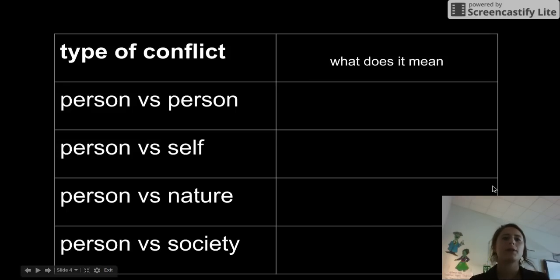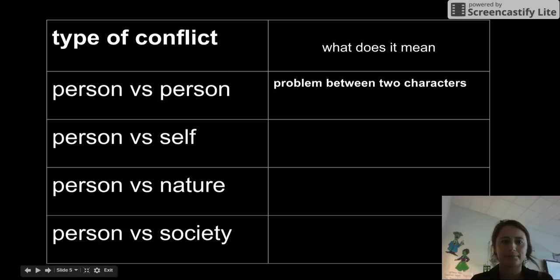So now flip to this page. We are going to learn about how there are 4 different types of conflicts or problems. The first, jot these all down and then continue the video when you have them. So the first is person versus person. This is when there's a problem between 2 characters or 2 people. In your life, if you're not getting along with someone or there's someone that you have a problem with, that is a person versus person conflict.